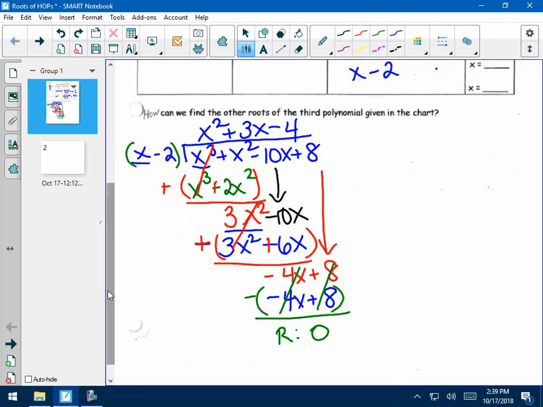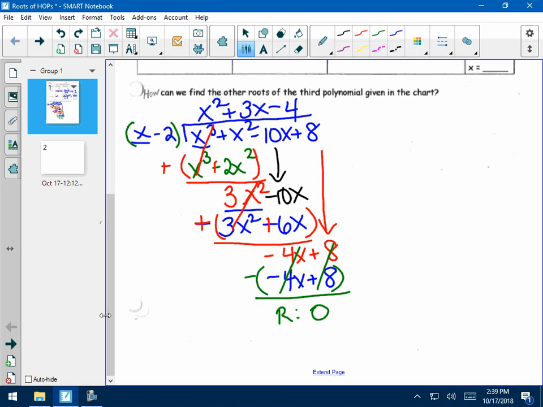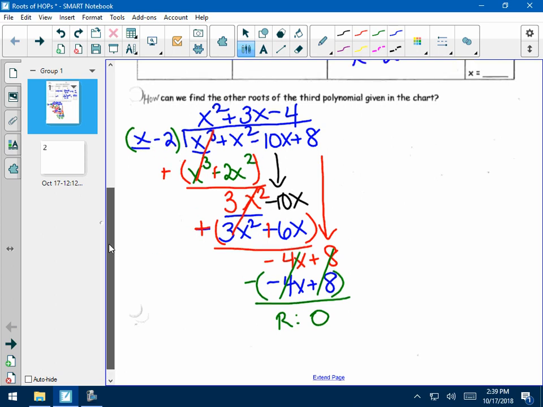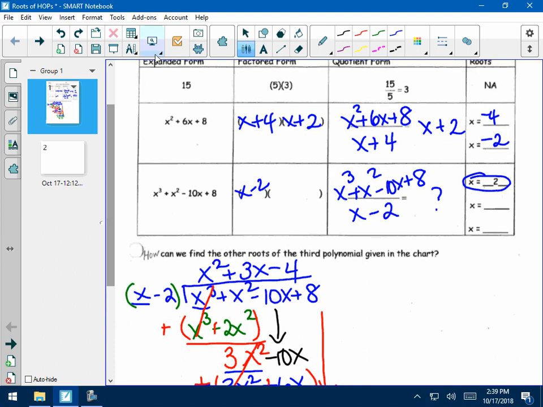And the nice thing about having a remainder of 0 is that that implies that the factor x minus 2 divides in evenly to that cubic polynomial. Okay, so x minus 2 is in fact a factor of that polynomial that we started with. So where that question mark was before, I can actually now change that to saying, hey, I know that our quotient is x squared plus 3x minus 4.